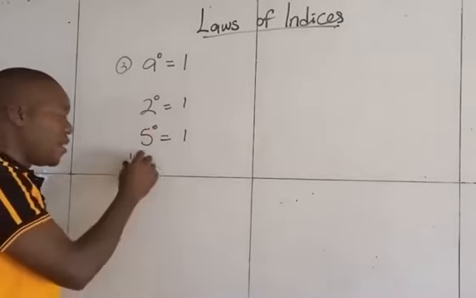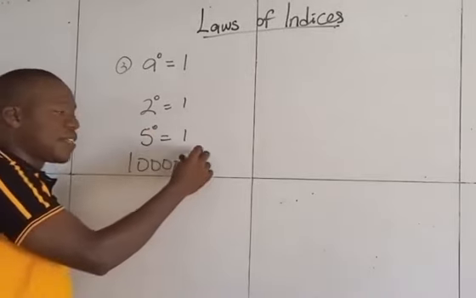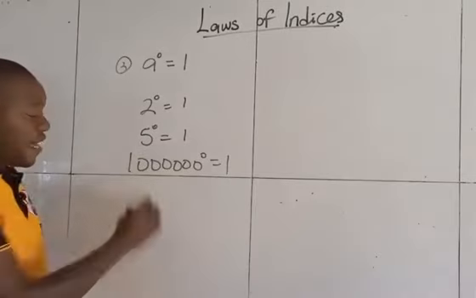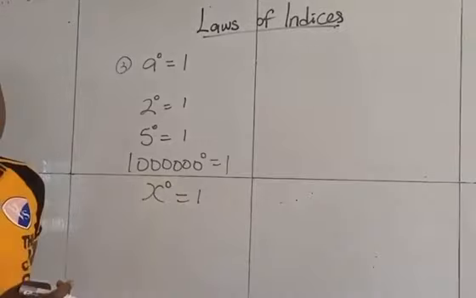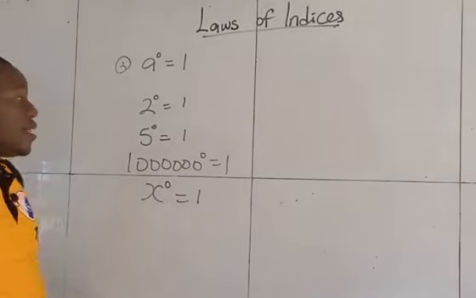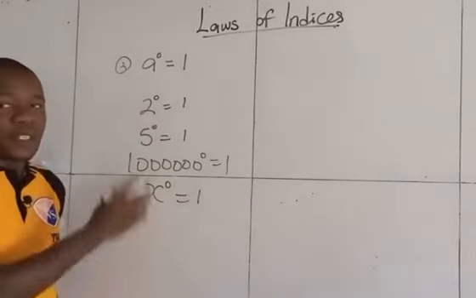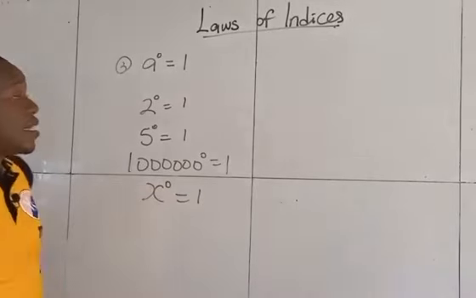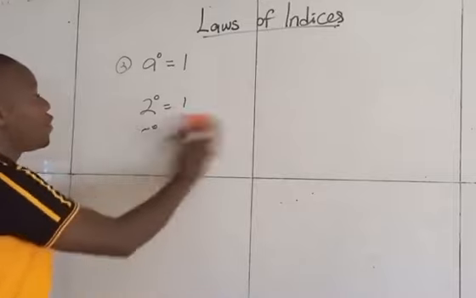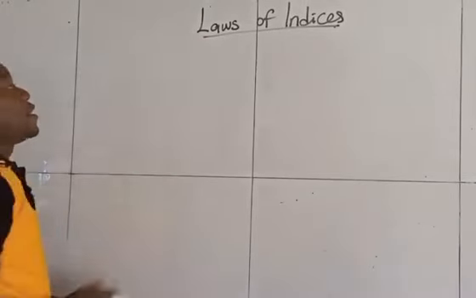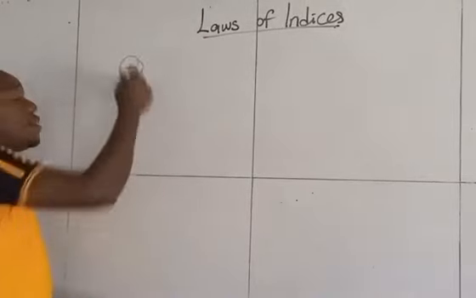If I have 1 million raised to the power 0, the answer is 1. If I have x raised to the power 0, the answer is 1. So you must have this at your fingertips, that any number, any quantity raised to the power of 0 gives you 1. That is the zero power of indices. I can move on to the fourth law of indices, law number 4.